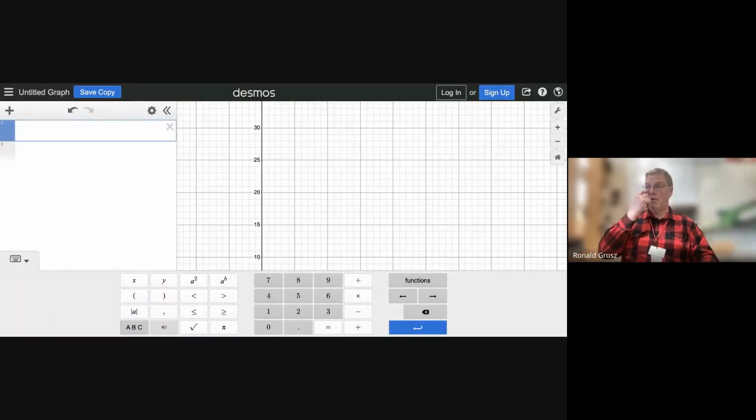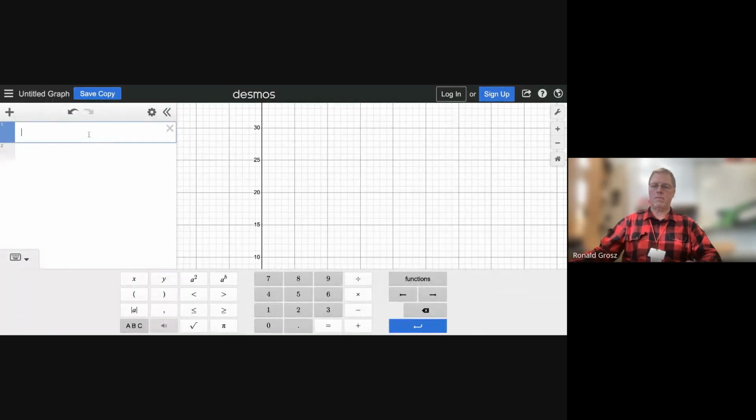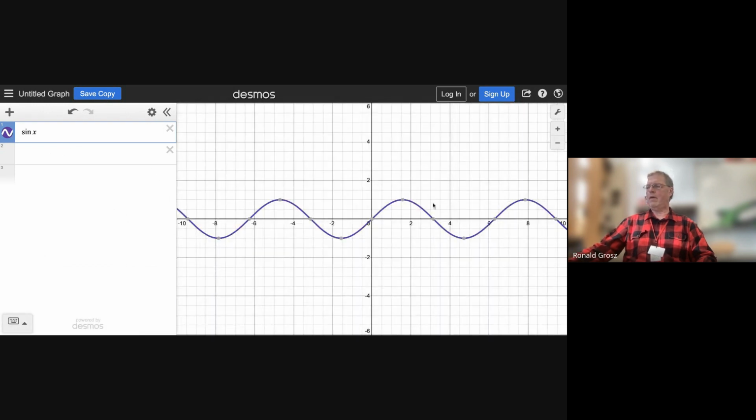Last here, I'm going to put some trig functions in the Desmos calculator and show you what they look like. Start with the basics: the sine of x. Oh, I don't seem to be showing it. That's because it's mostly on the x-axis.